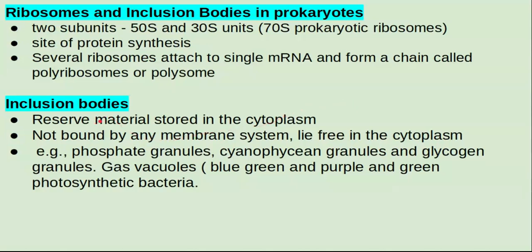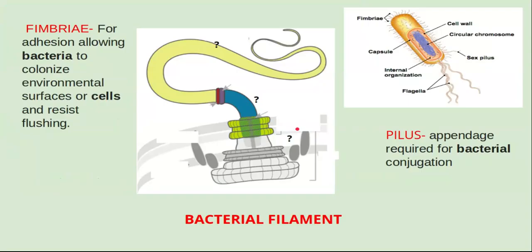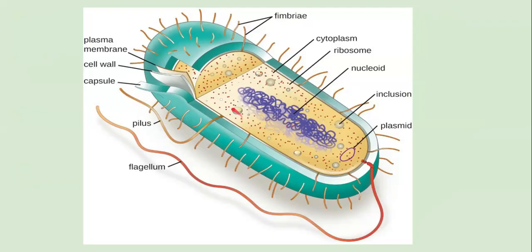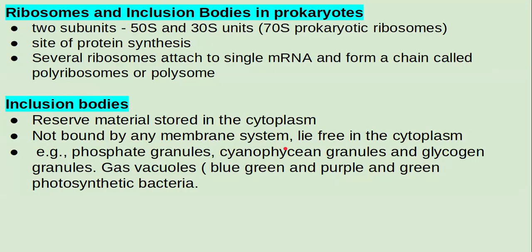The next we need to know a little about inclusion bodies. So inclusion bodies are the reserve material stored in the cytoplasm. Going back to this diagram, you can see here these are the inclusion bodies, and these could be storing gas, food, or excretory products. So that is how the cell will store its reserve material.